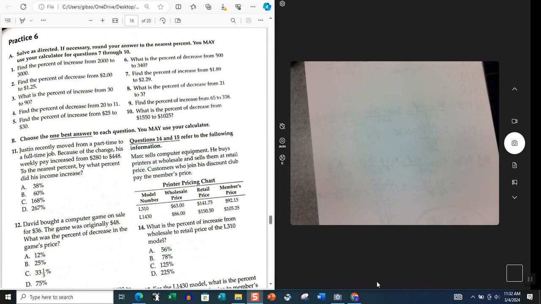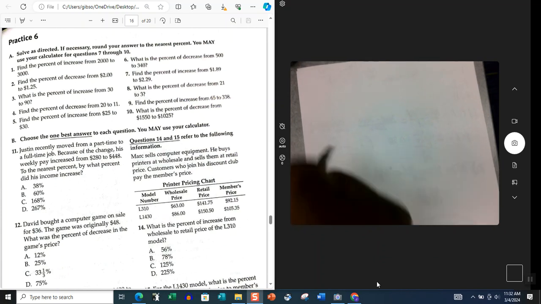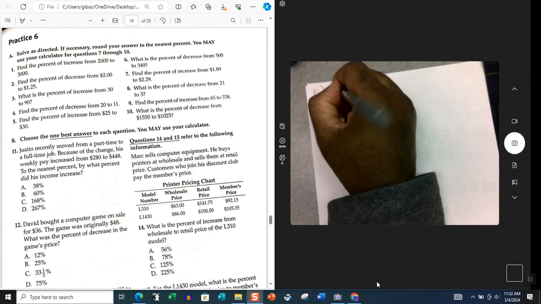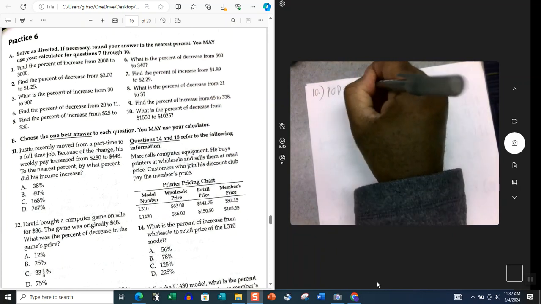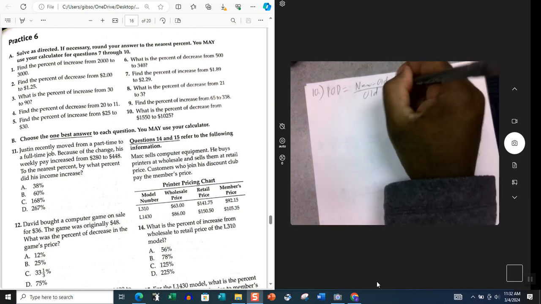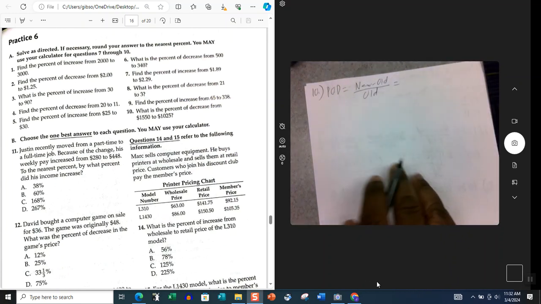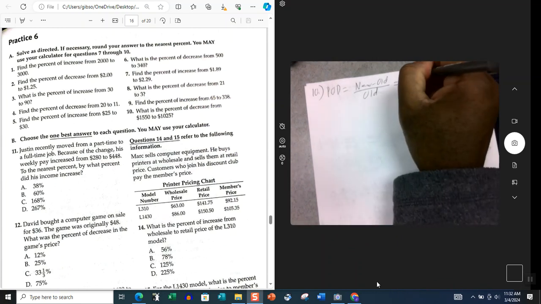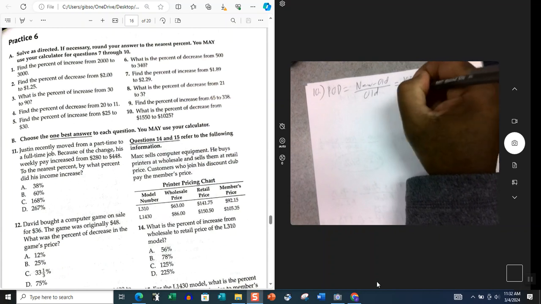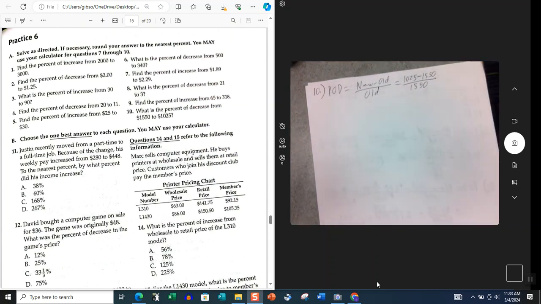So we're going to do problem number 10. Problem 10. It says, what is the percent of decrease from 1500 to 1025? Percent of decrease is equal to new minus old divided by old. So the new value would be 1025. The old value would be 1550. And we'll divide that by 1550. Now we could put this in our calculator.